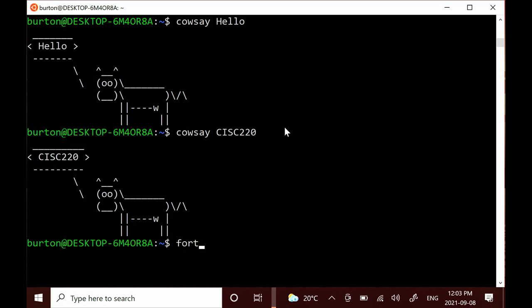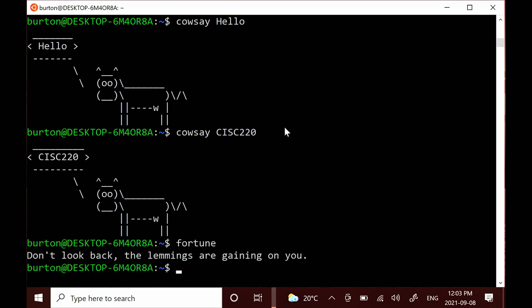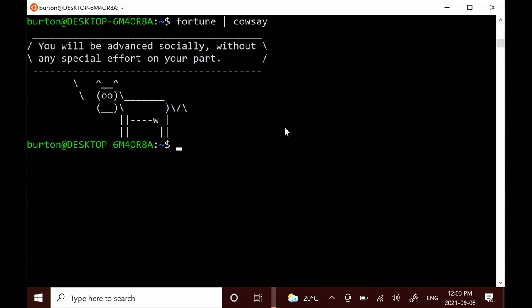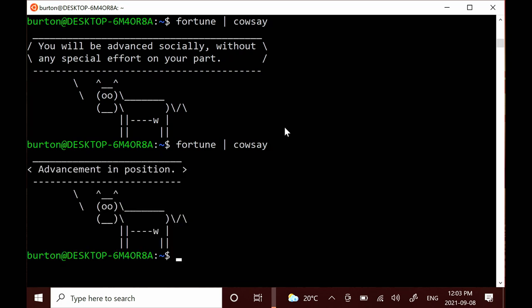So we know Fortune prints out a fortune, right? But I can send this fortune to Cowsay, and I can make the cow say the fortune. So I can do what's called a pipe, right? And now the cow will print out a random fortune. You will be advanced socially without any special effort on your part.